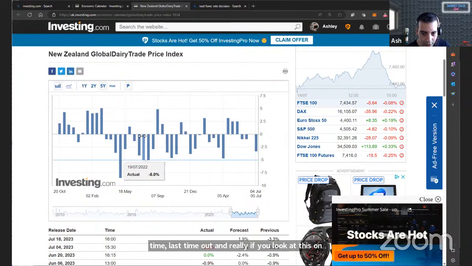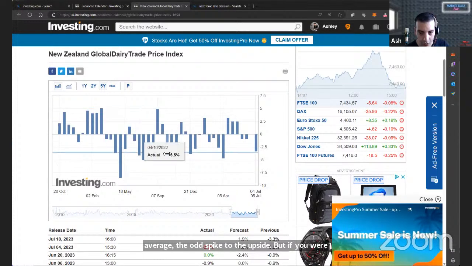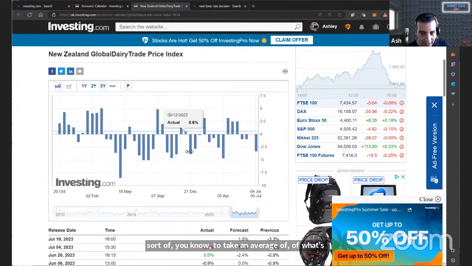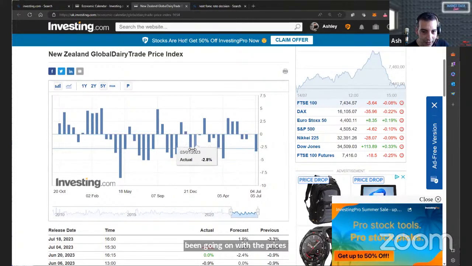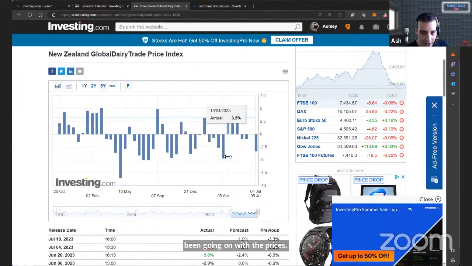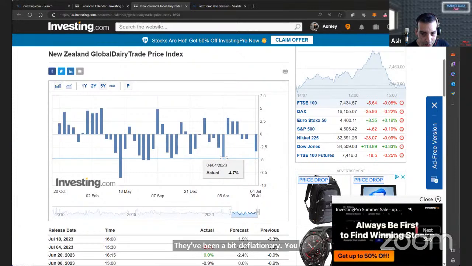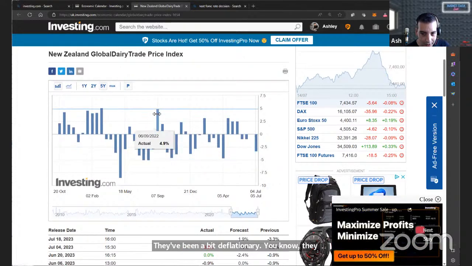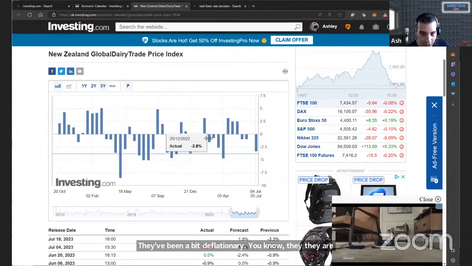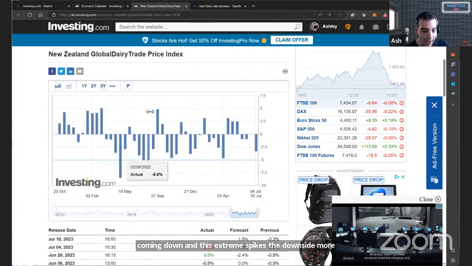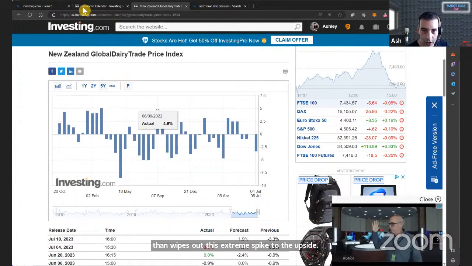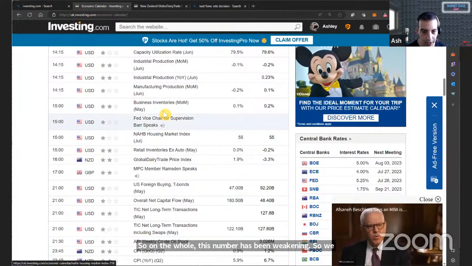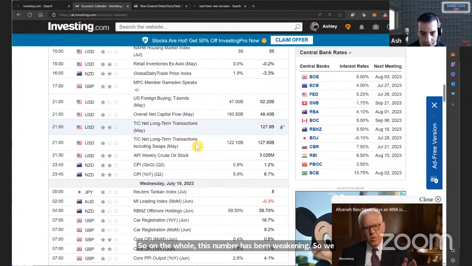And really, if you look at this on average, the odds spike to the upside. But if you were to take an average of what's been going on with the prices, they've been a bit deflationary. They are coming down, and this extreme spike to the downside more than wipes out this extreme spike to the upside. So on the whole, this number has been weakening. So we are looking at a little bit of weakness in some of the Kiwi data.